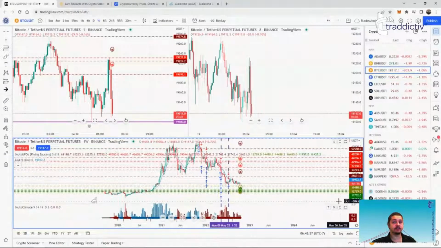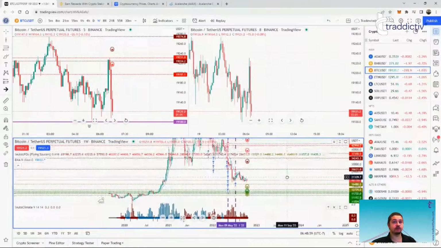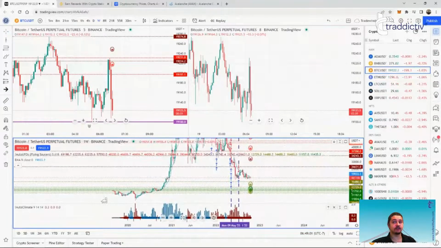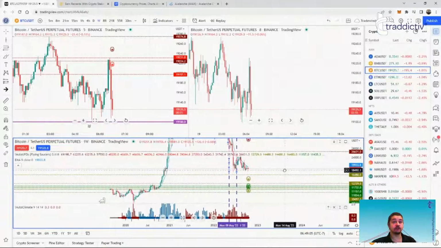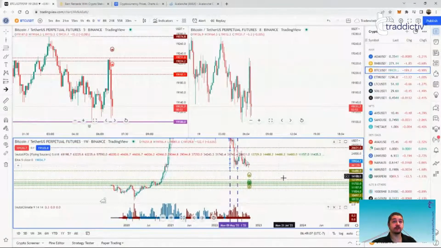Obviously there is a UFO at the 16,000, which, if it does come down to there, is also another fairly good buy zone. And then multiple UFOs down below that would be potential longer term buying areas.